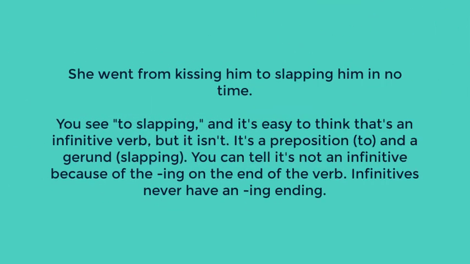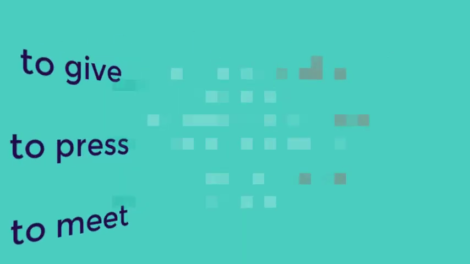Look at this example: she went from kissing him to slapping him in no time. You see to slapping, and it is easy to think that's an infinitive verb, but it is not. It is the preposition to and the gerund slapping. You can tell it is not an infinitive because of the ing on the end of the verb. Infinitives never have an ing ending.